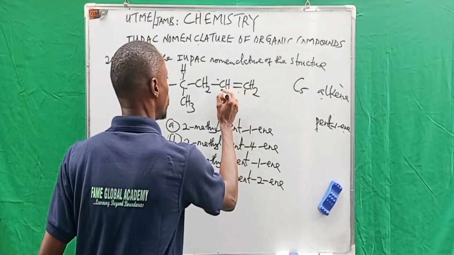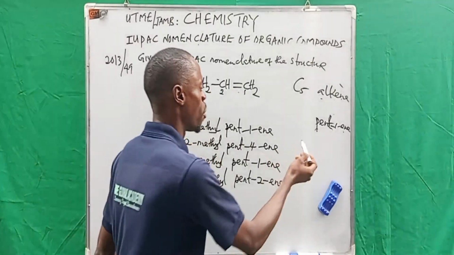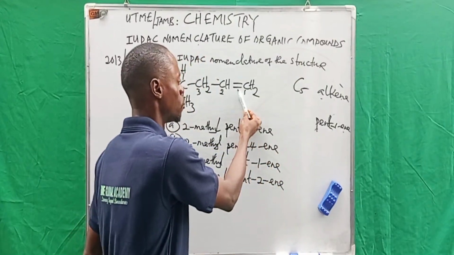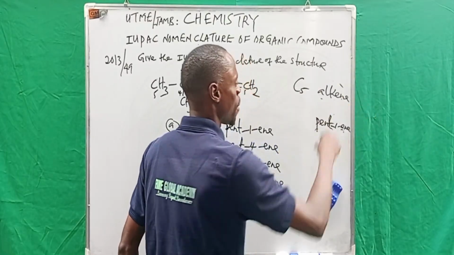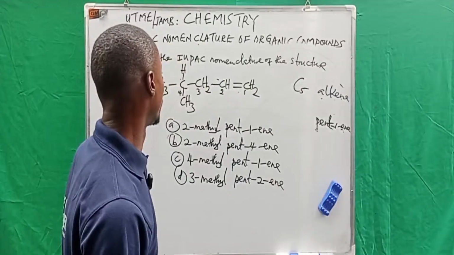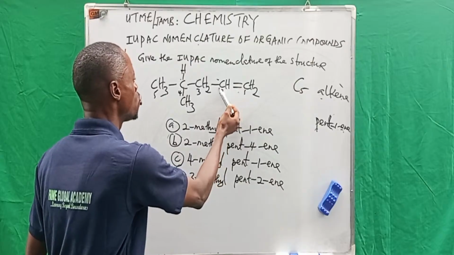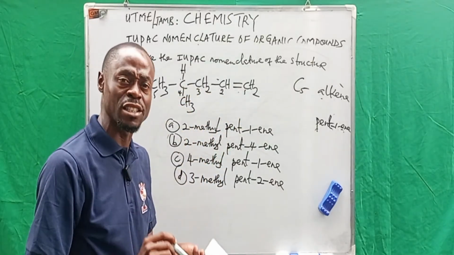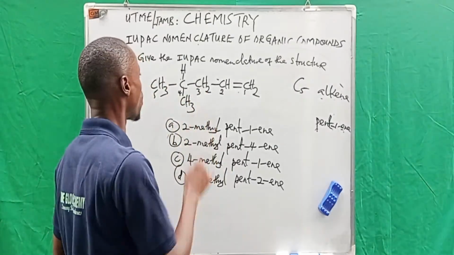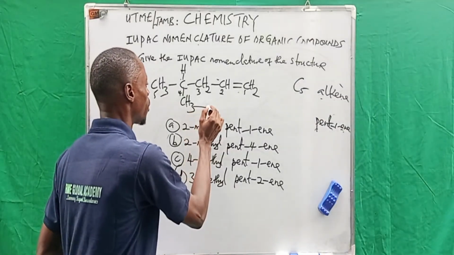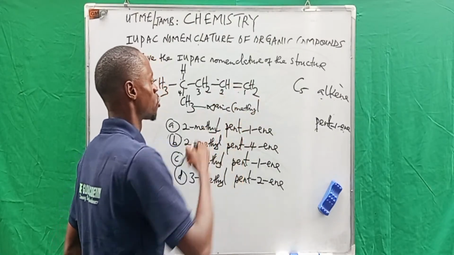So we have 1, 2, 3, 4, 5. Five carbons is pent. Then this functional group, the double bond, is for the alkene family. That's why we have the ene at the end of the name of the structure. Having identified the longest carbon chain from this end, 1, 2, 3, 4, 5, the next thing is to identify the branch in the structure. We have just one branch, which is this organic substituent called methyl.